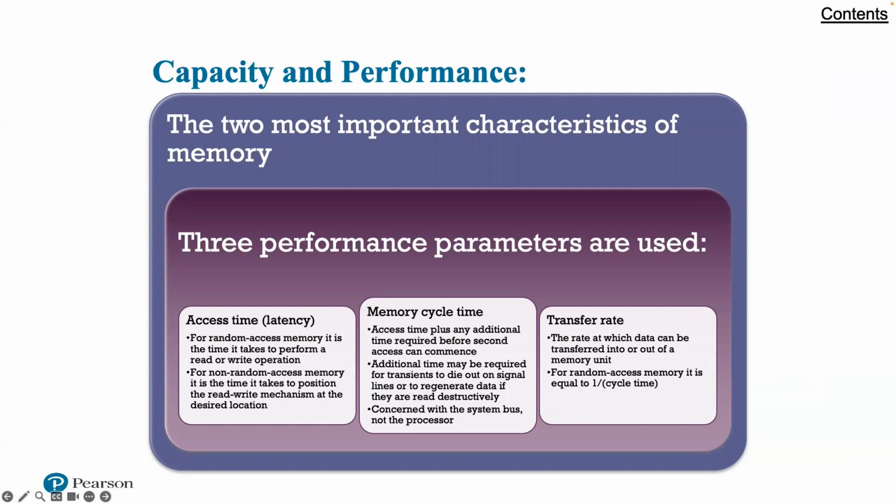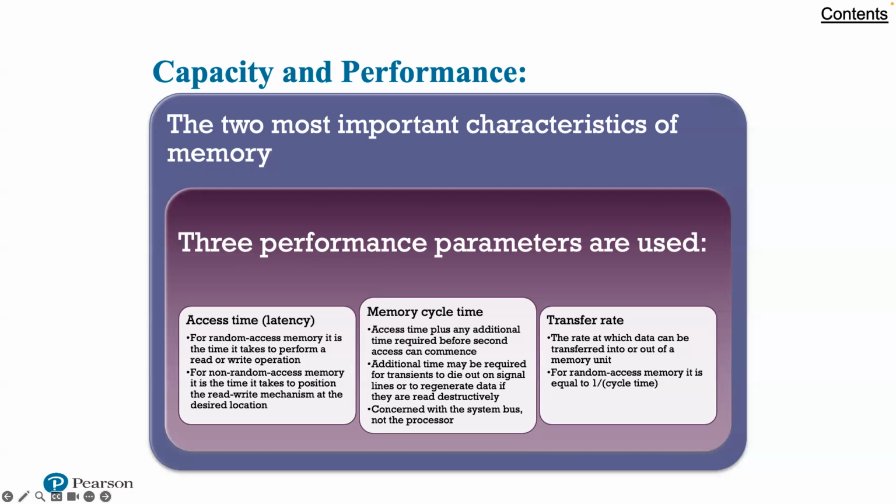For memory cycle time, this concept is primarily applied to random access memory and consists of the access time plus any additional time required before a second access can commence. This additional time may be required for transients to die out on signal lines or to regenerate data if they are read destructively. Note that memory cycle time is concerned with the system bus, not the processor.